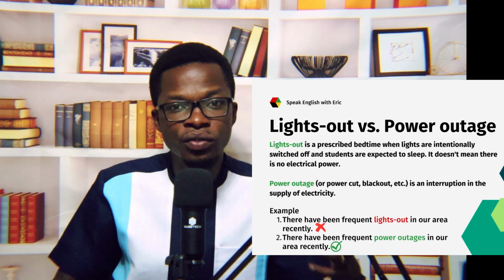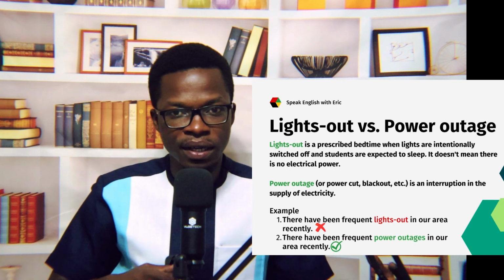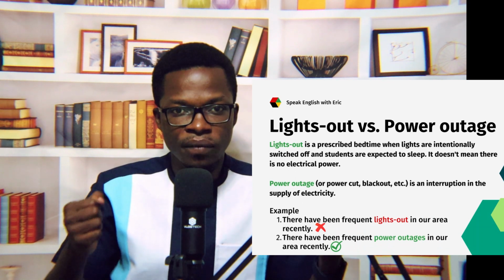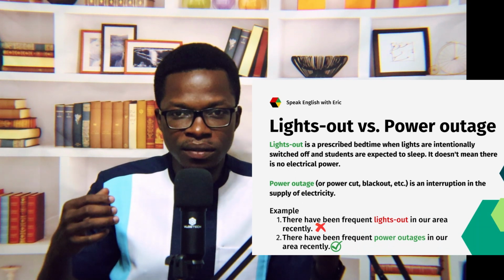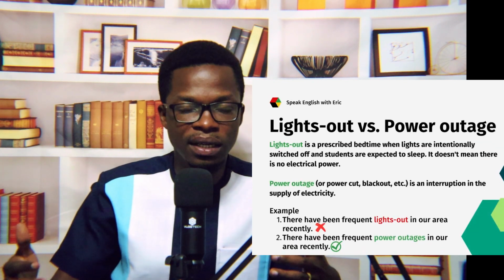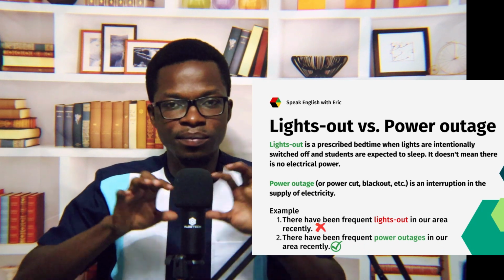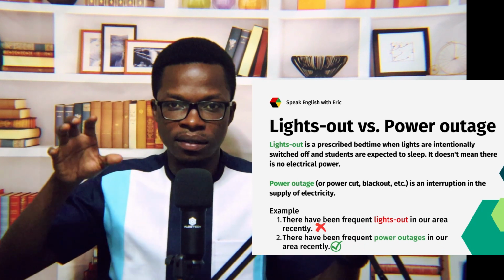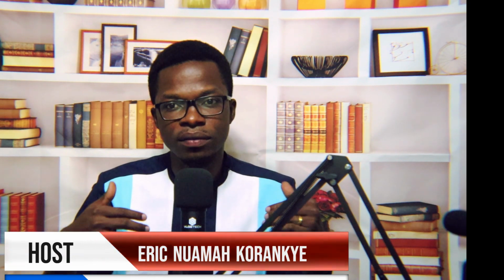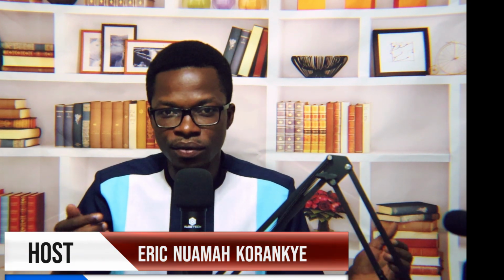So for example, students who were caught talking during lights out were punished. Example 2, there have been frequent power outages in our neighborhood recently, right? So that's a distinction between lights out and power outage. So the next time your power is cut or interrupted, you would need to say there is power outage instead of lights out or light off. I hope that makes some kind of sense, right?